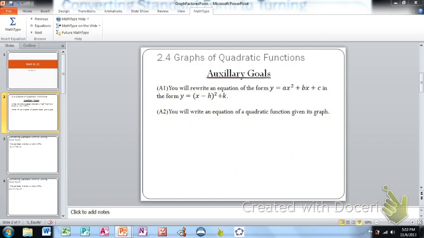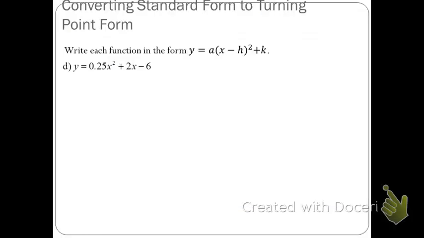There we go. So we're going to write this in turning point form. You're going to have to remember to factor out this 0.25 from the variable terms whenever you do it. If you're ready to try it on your own, go ahead. If not, watch me in this example, then try the last one on your own.